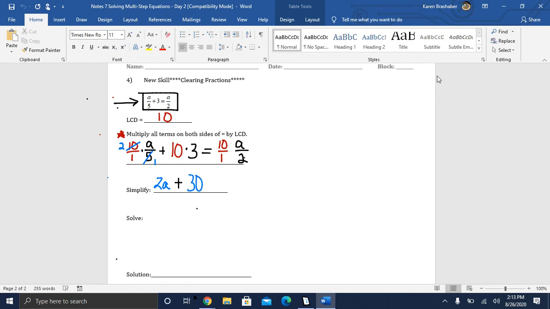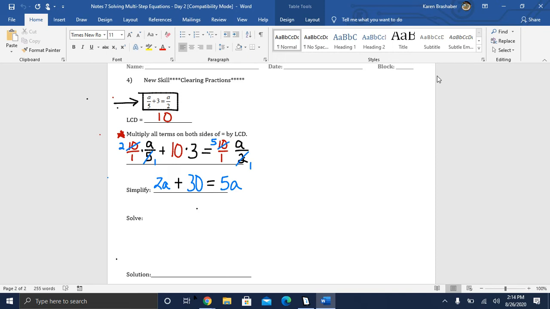Then we have your equal sign, and we can do some cancellation again. So 2 will divide into itself once. 2 will divide into 10 5 times, and now we have 5a. All right, so we have 2a plus 30 equals 5a.